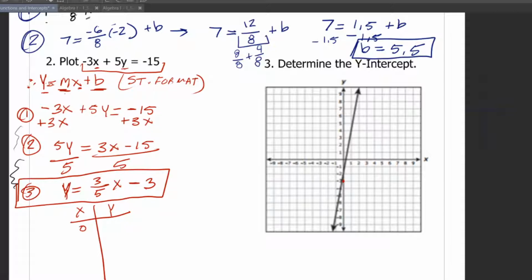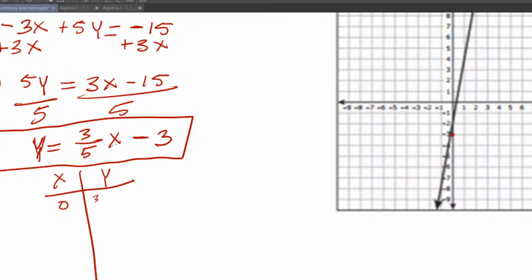So whenever x equals 0, we'll plug it in here. Y equals, and let me zoom in here, sorry, just so things can be a little bit more clear and I'll have more room to write. 3 over 5 times 0 minus 3, which equals negative 3. Whenever x equals 1, 3 over 5 times 1 minus 3. That equals 0.6 minus 3, which is negative 2.4.